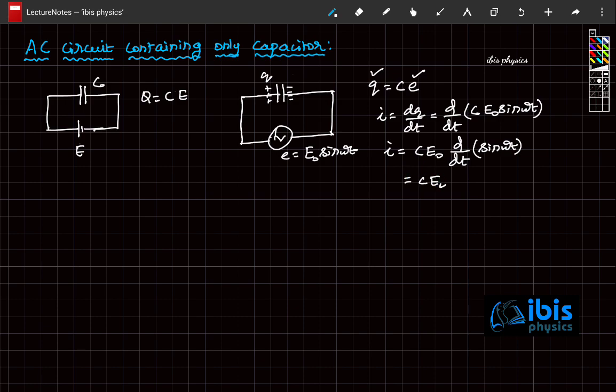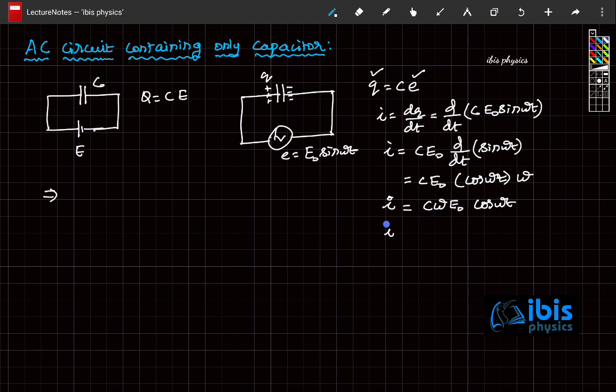So C E naught into d by dt of sine omega t. The derivative of sine at is a cos at, so the derivative of sine omega t is omega cos omega t. So it is C omega E naught into cos omega t. Since it is positive, it is in the first quadrant when you write it in sine.